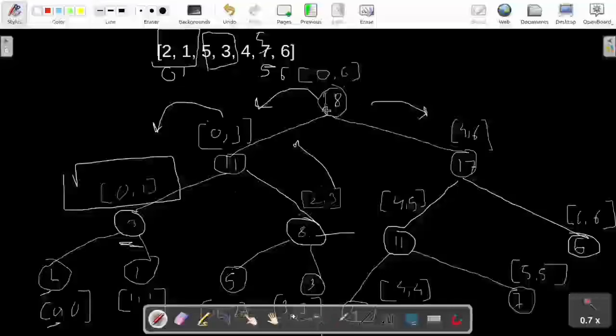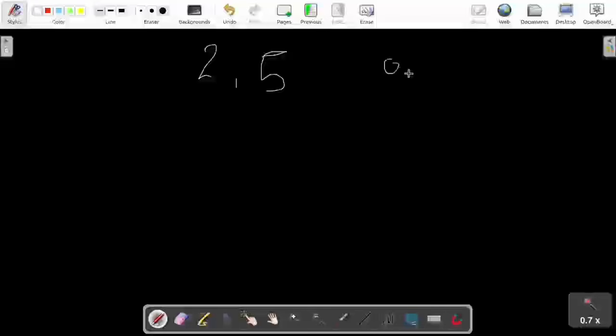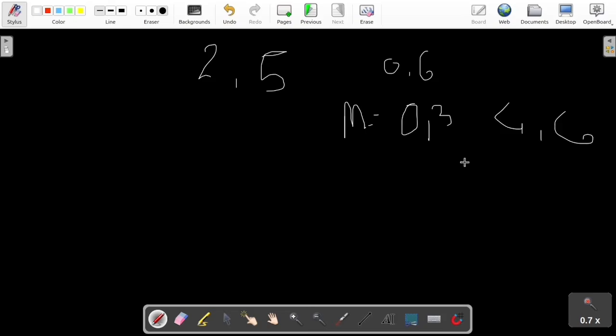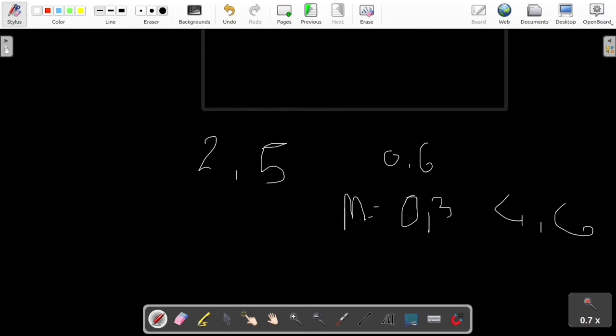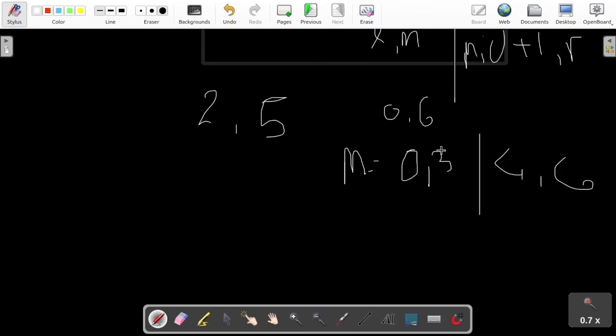Again, start from the root node. At the root node, you have 0 comma 6. Find the mid: 0 plus 6 divided by 2, 3. Now we have two ranges, 0 comma 3 and 4 comma 6. I hope you remember that formula: when we find mid, we divide the range into two parts, L comma mid and mid plus 1 comma R. Using this formula, we get these two ranges. Now, take any range. Let's first move to the left range 0 comma 3.